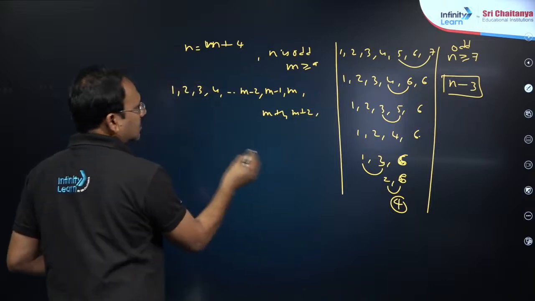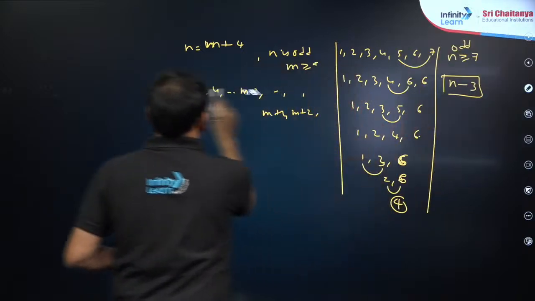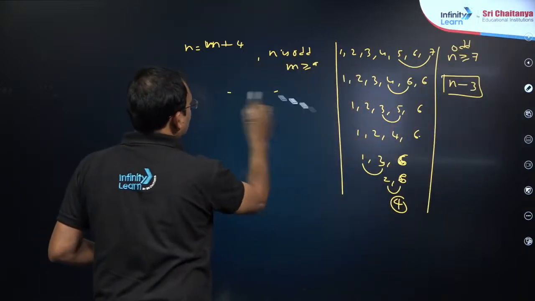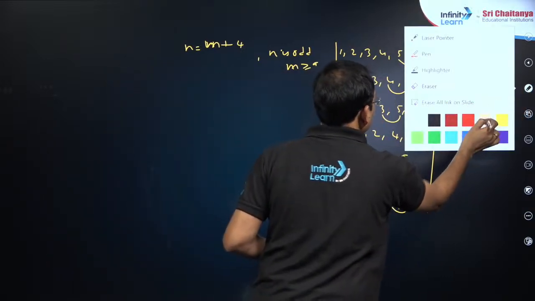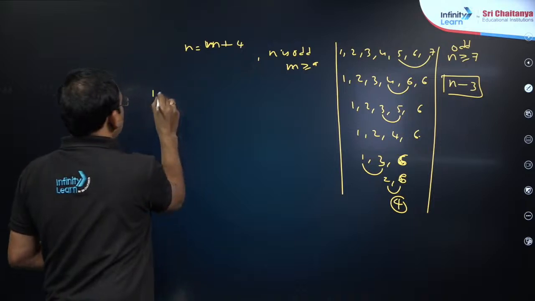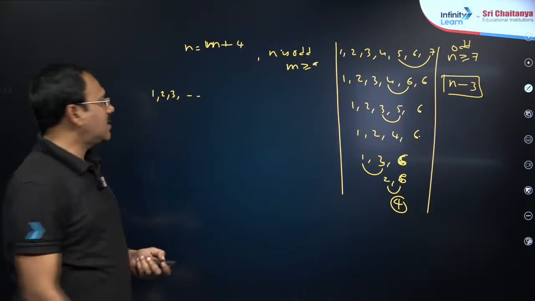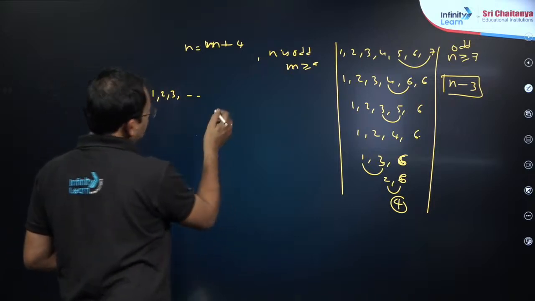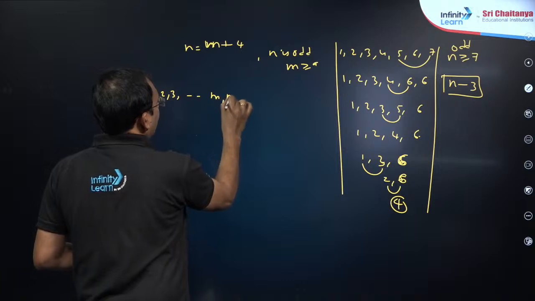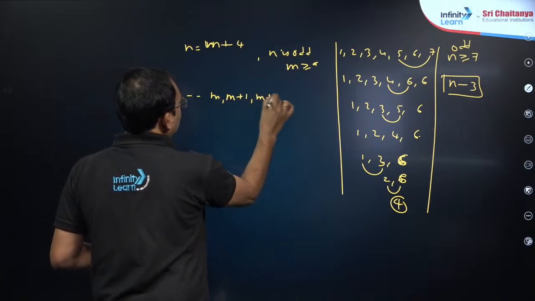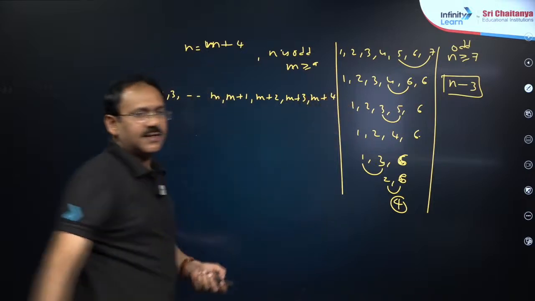Let me write here, dear students, so that you can observe a pattern and generalize to find the answer, dear friends. So 1 2 3 and so on. You can take here m, m plus 1, m plus 2, m plus 3, m plus 4. You can take up to here, m plus 4.